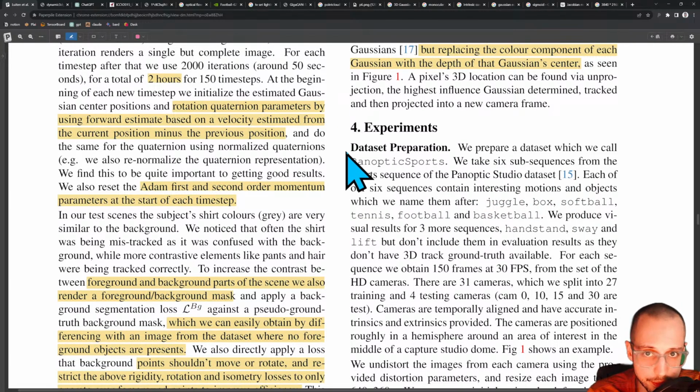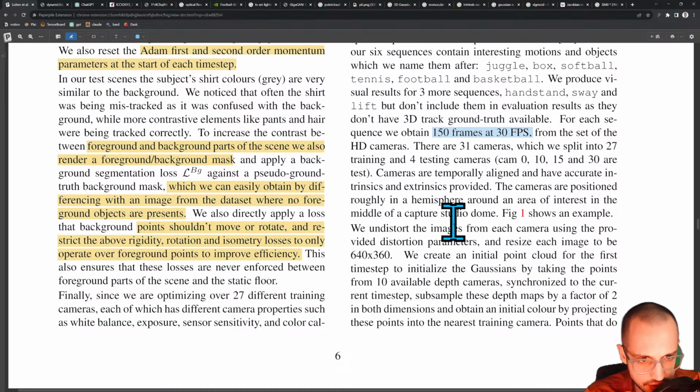Let me paint this red. This is our color for datasets. Visual results for 3 more: handstand, sway, and lift. We obtain 150 frames at 30 frames per second. So basically 4 seconds. Maybe a little bit more than 4 seconds. There are 31 cameras, which we split into 27 training and 4 testing. 0, 10, 15, and 30 are the test.